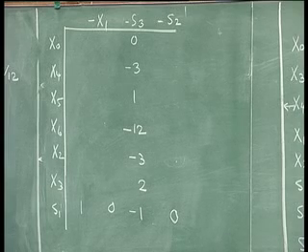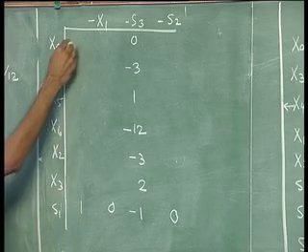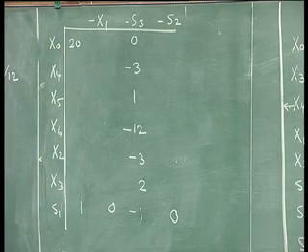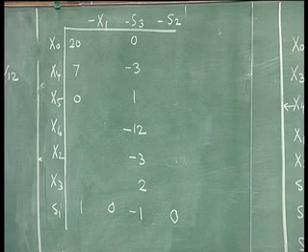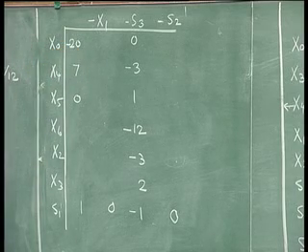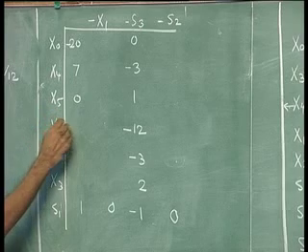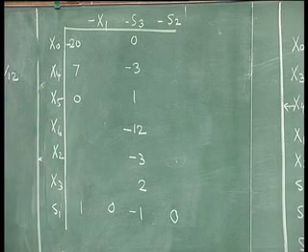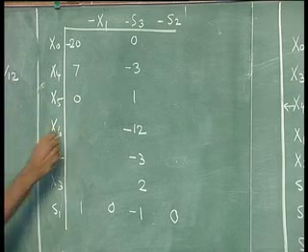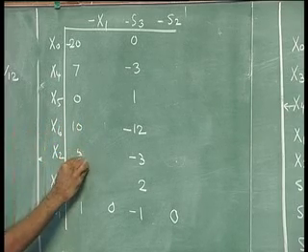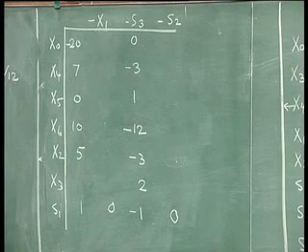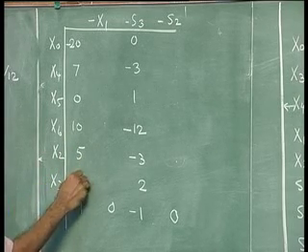Now, I write this: 20 minus 0 into 1 is 20, 4 plus 3 is 7, 1 minus 1 is 0, yeah, minus 20, minus 2 minus 2, minus 2 plus 12 is 10, 2 plus 3 is 5, 2 minus 2 is 0.